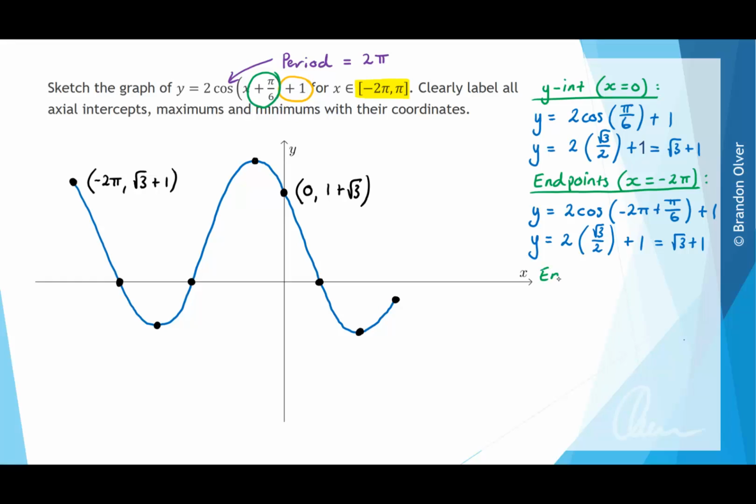Next, we're going to find the endpoint for x is equal to pi. So we're going to have y equals 2 cos, and wherever there's an x, we're going to put in pi. So we're going to have pi plus pi on 6. And then we're still going to have plus 1. And this will leave y equals... And pi plus pi on 6 takes us into the third quadrant where cosine is negative. So we're going to have 2 times negative root 3 over 2 plus 1.